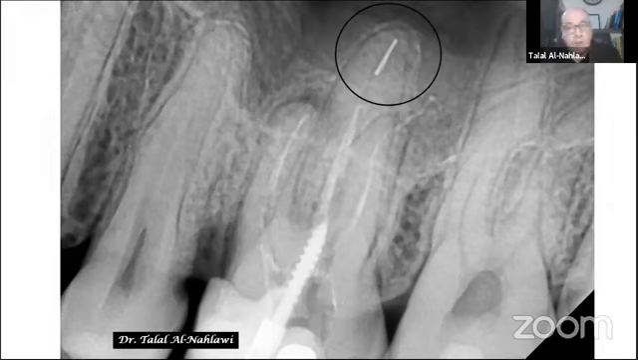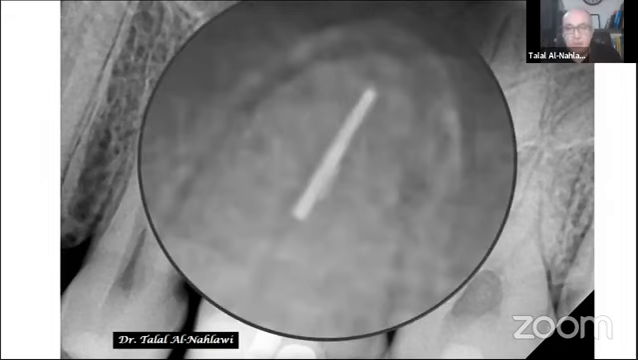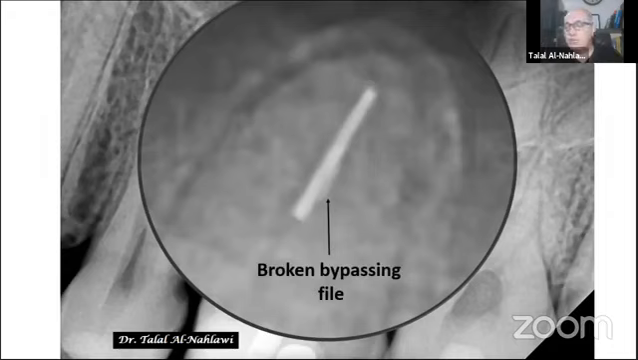It is logical to go for bypass. But if you look closer, you will find something beside this broken file. And actually, it was another broken file.